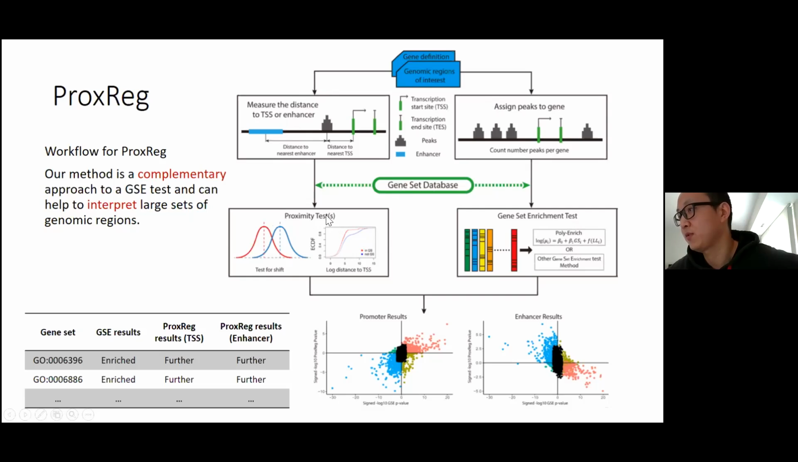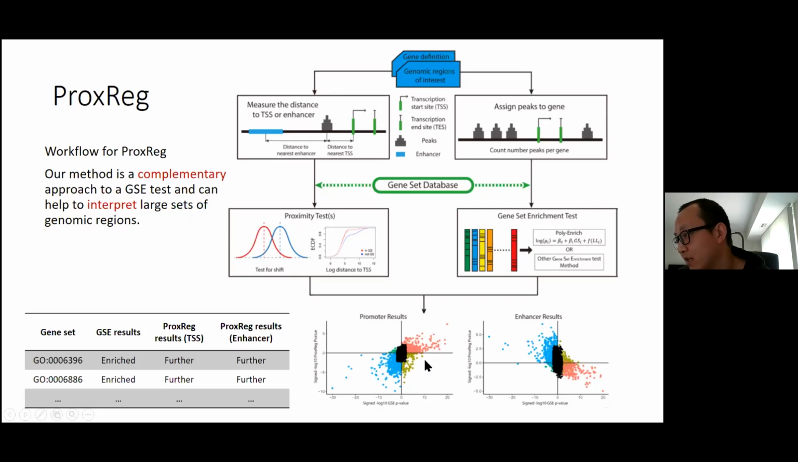Then we will do the Proxyrent proximity test and the gene set enrichment test, and combine the results together. Actually we test twice, one for TSS and one for enhancer. When we combine those two results together, we will have a figure like this. Here is the promoter result, which tests whether the gene set is significantly closer to the promoter, the TSS. The enhancer result tests whether the gene set is closer to enhancers. The y-axis is the result from the proximity test, and the x-axis is the result from the gene set enrichment test.